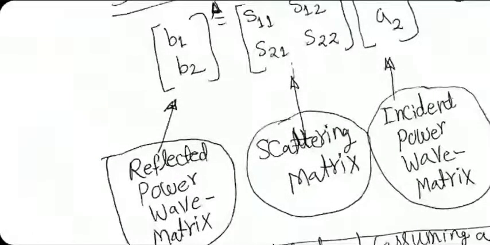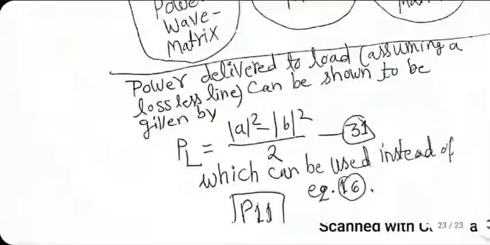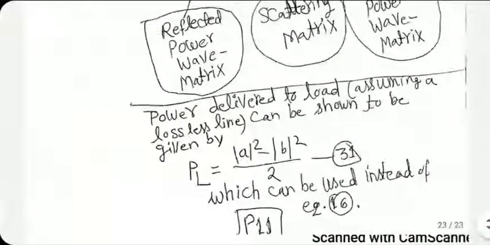I don't think I want to go any further. It can be shown that power delivered to the load, instead of the previous formula where we were using V minus and V plus, can be written in terms of small a and small b. I'm talking on the load side right now. For input side also, similar formula would apply.